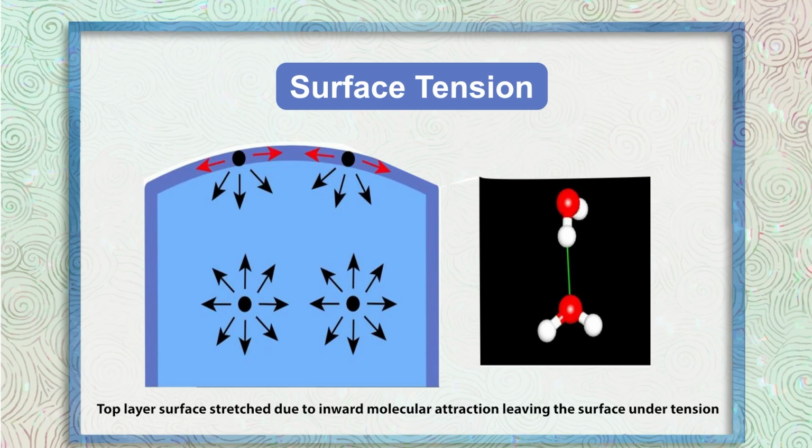But those on the surface, on the top, have no balancing on the top side, because on the top side is air. So the forces which are upward make the water layer, or any liquid layer, stretched outside, and that is called surface tension.